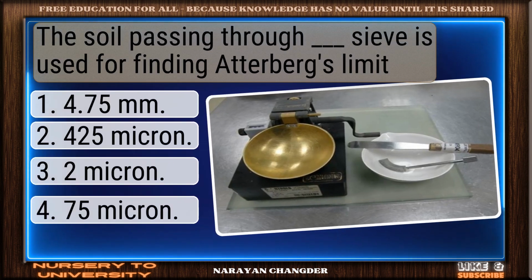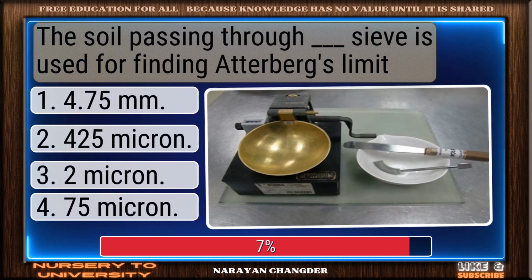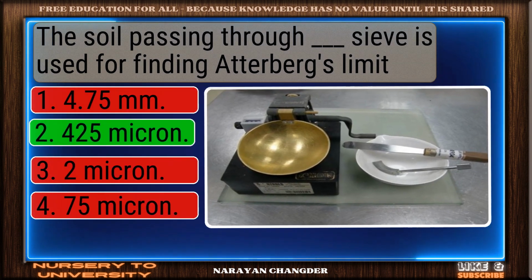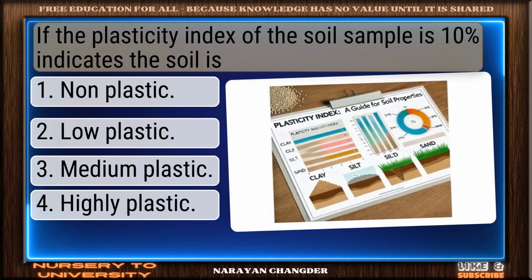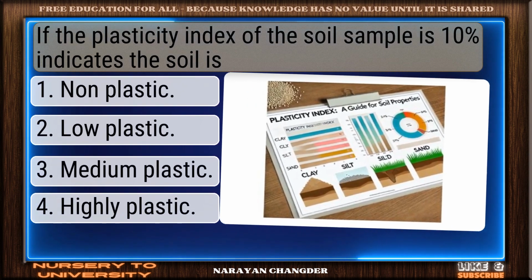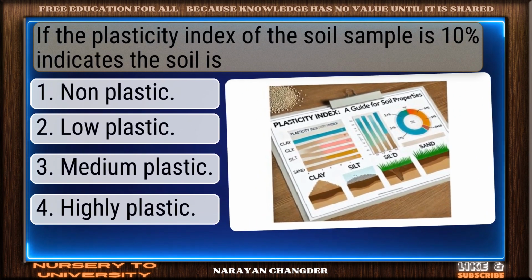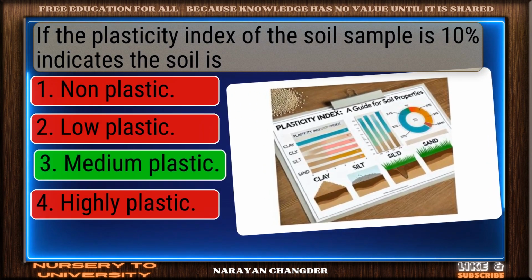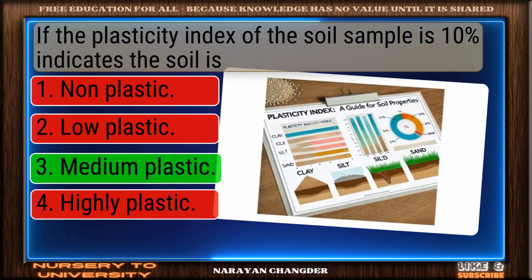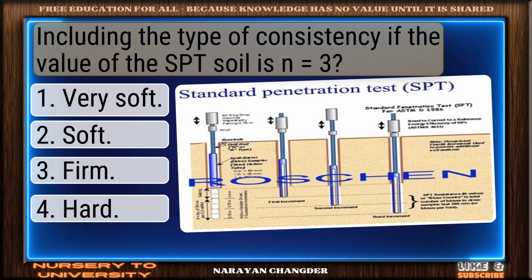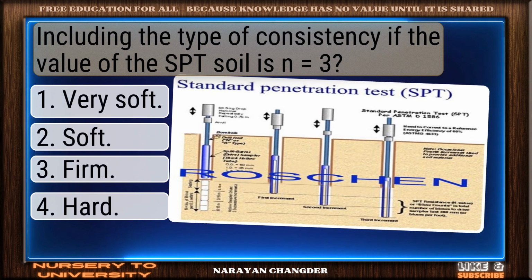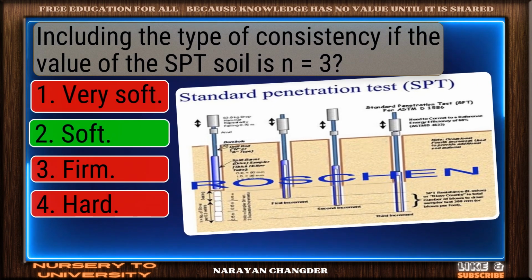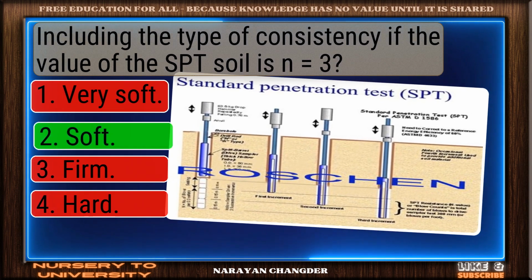The soil passing through dash sieve is used for finding Atterberg's limit. Well done. 425 micron is the right choice. If the plasticity index of the soil sample is 10%, it indicates the soil is... Valid point. Medium plastic is true. Including the type of consistency, if the value of the SPT soil N is equal to 3. Solid response. Soft is a valid choice.